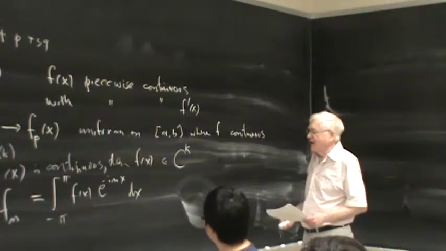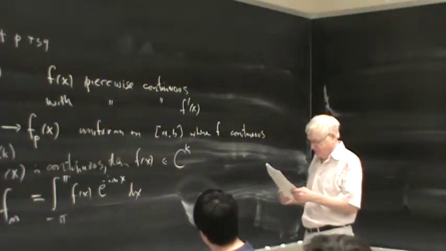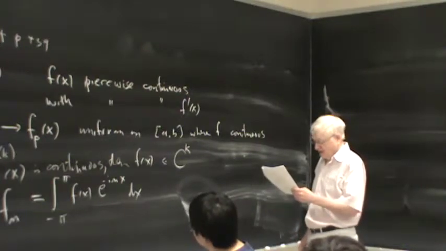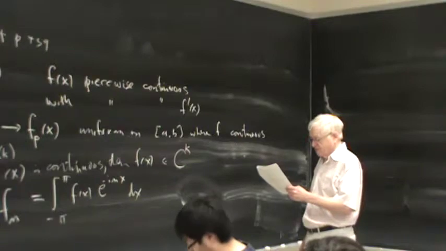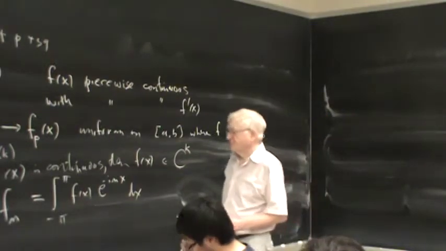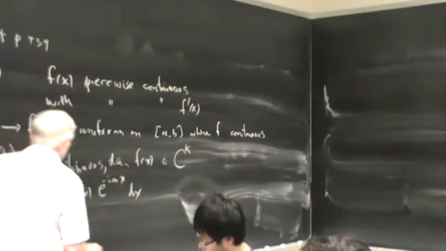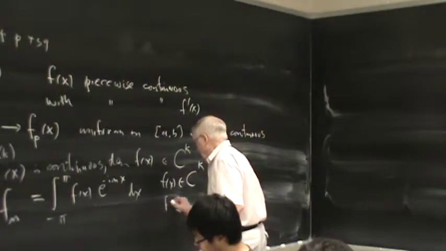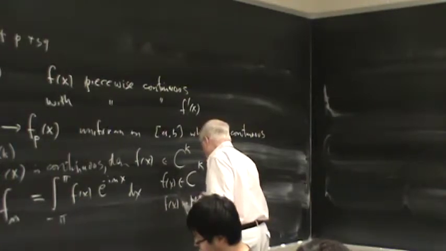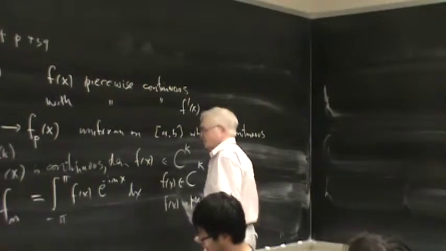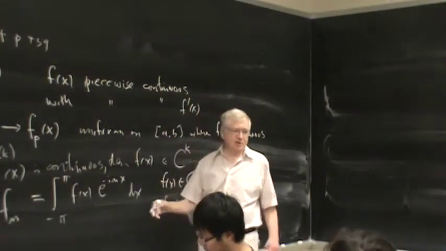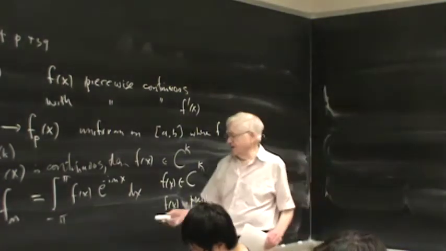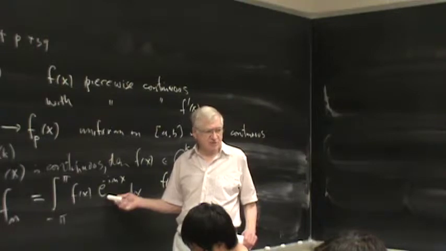So, now f, what I'm thinking of here is that f is not simply continuous, but I'm also thinking of it to be periodic. So now I'm going to say that f of x is in C^k and f of x is periodic, of course with period 2 pi, because we're considering an interval of that length. Okay, so now let's do the usual integration by parts routine.